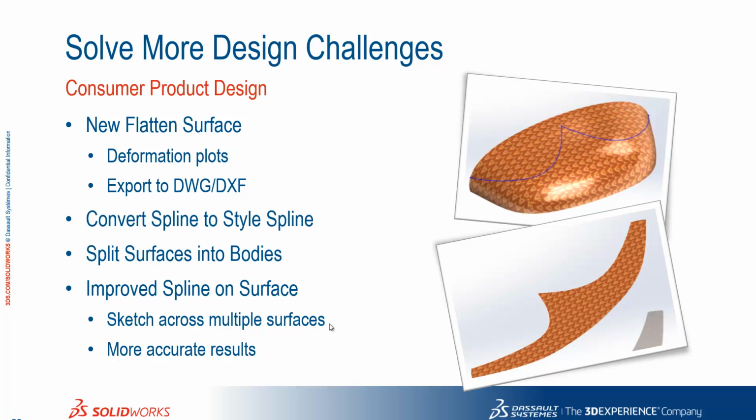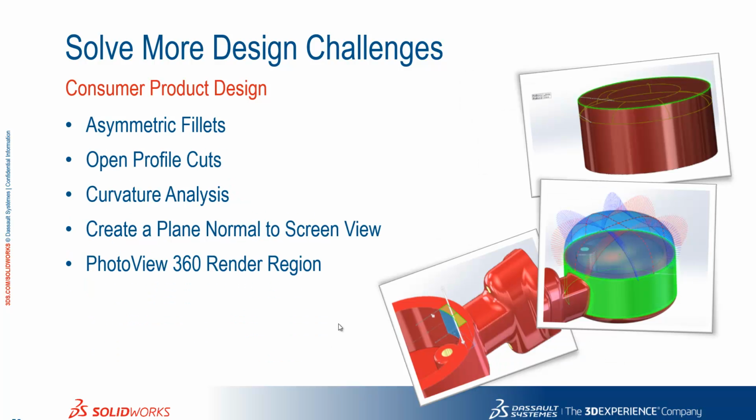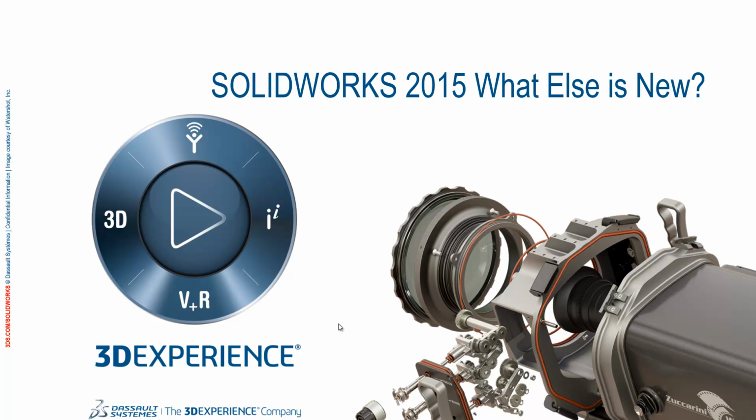Okay, so in summary, we've seen a new flattened surface tool, the ability to convert splines to style splines and then the reverse. We can use sketches to split surfaces into bodies. We've seen an improved spline on surface option, the asymmetrical fillets, the extension to the open profile cuts, the curvature analysis within the surfacing tools, the ability to create a plane normal to the screen, and also now the PhotoView 360 render region option. Okay, that brings us to the end of the main bulk of the updates in SolidWorks 2015, but we're going to run through what else is new now.